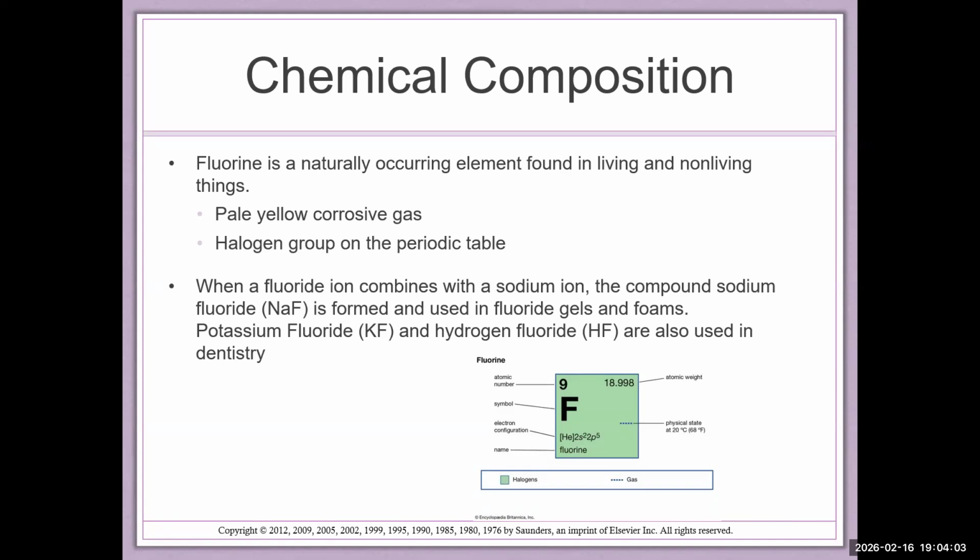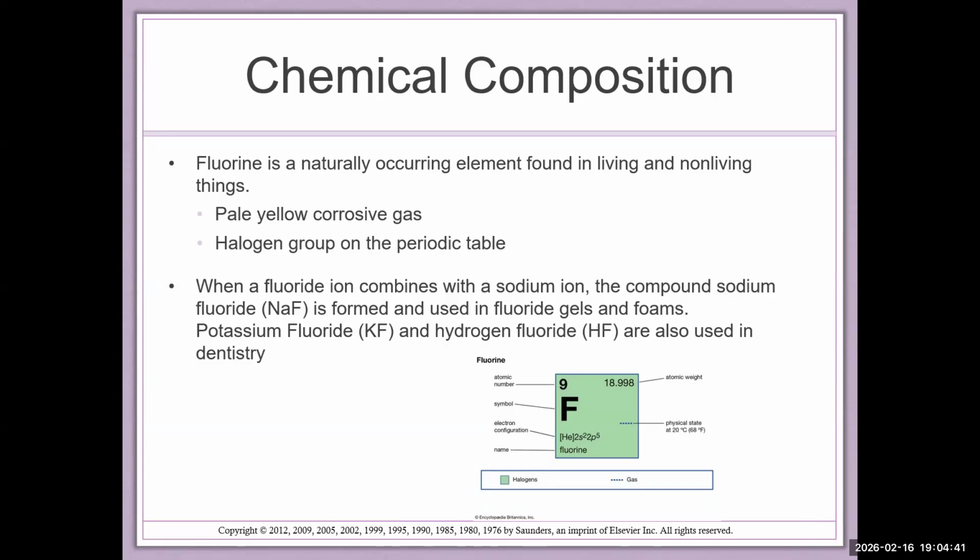There's something called fluorine. If you remember in the periodic table, from your general biology, fluorine was on the periodic table. It's a naturally occurring element found in living and non-living things. It's a pale yellow corrosive gas, and it's in the halogen group on the periodic table. The periodic table had different colors, and the colors, if I'm not mistaken, pertain to the different groups that are present. So that's something to consider when learning about fluorine.